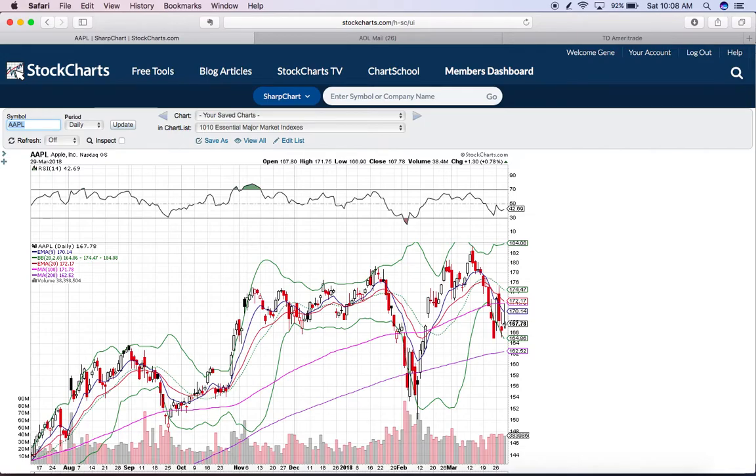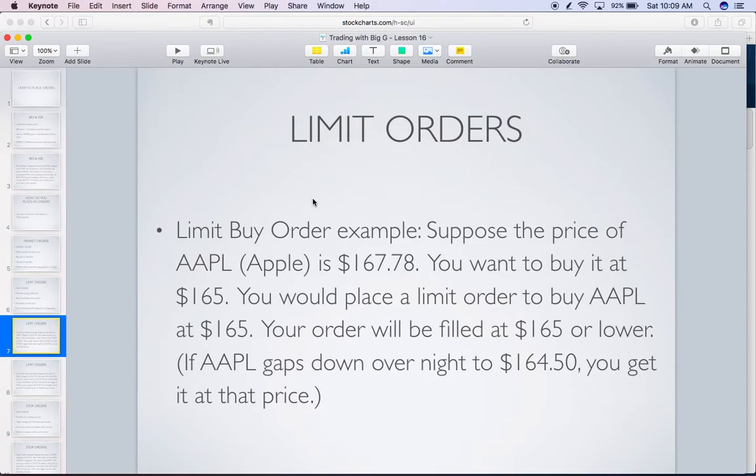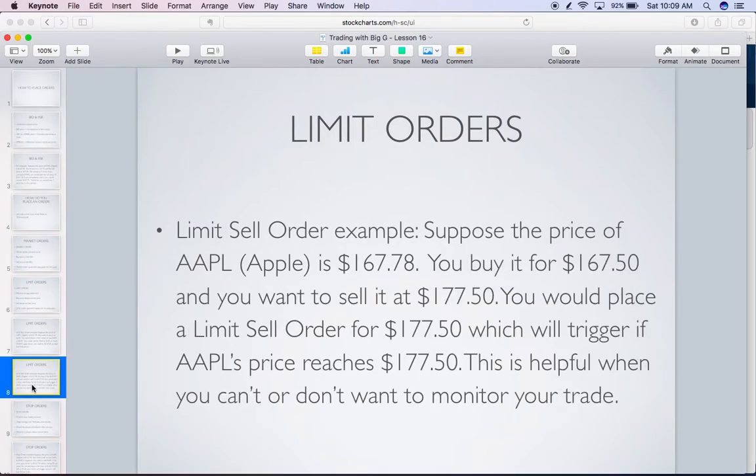It's not going to go through. But a limit order helps you determine the price, or you determine the price. All right, a limit sell order. Let's look at this example.